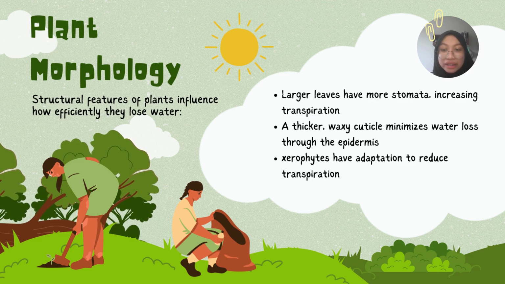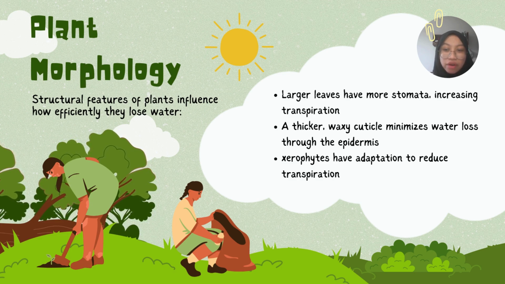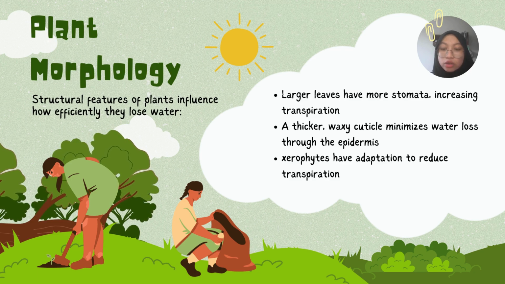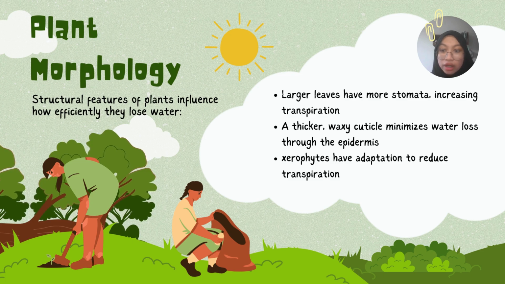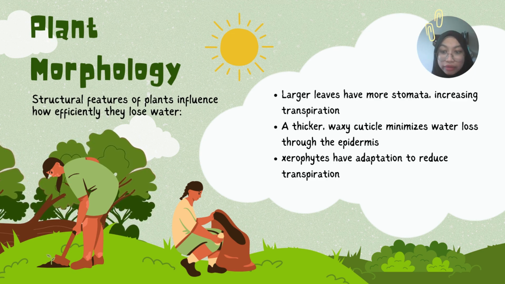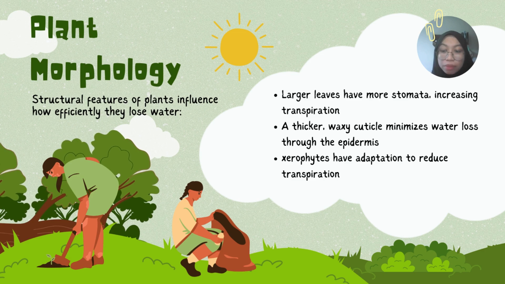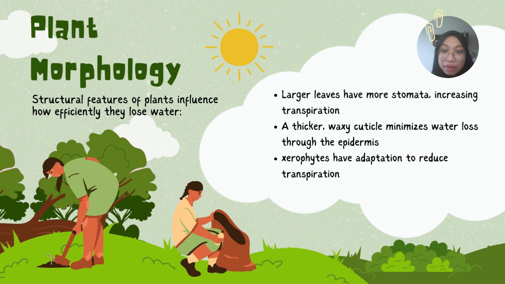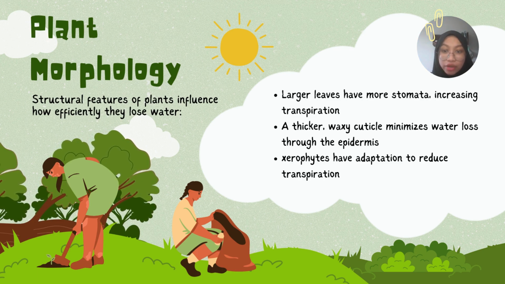Now, let's talk about plant morphology, or how the structure of the plant will affect transpiration. The size and shape of the leaf are important. Smaller leaves or needle-like shapes, such as those in pine trees, reduce the surface area for water loss. Next, the thickness of the cuticle. The waxy layer on leaves also plays a role. Plants like succulents have thick cuticles that act as a barrier against evaporation.